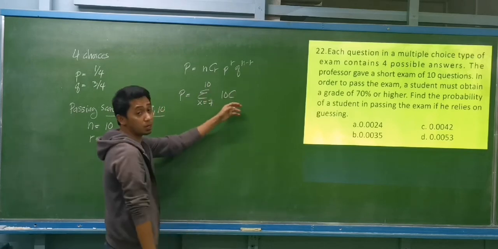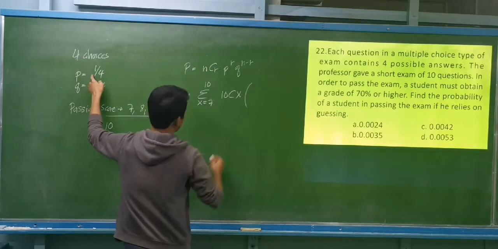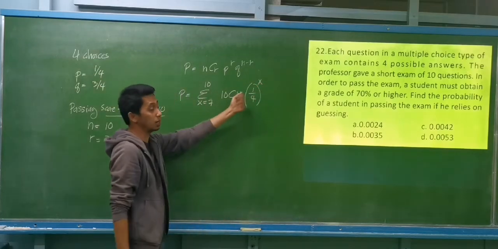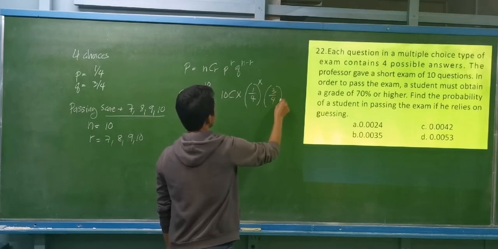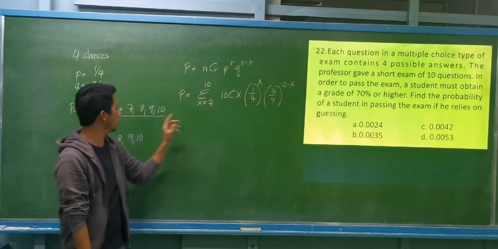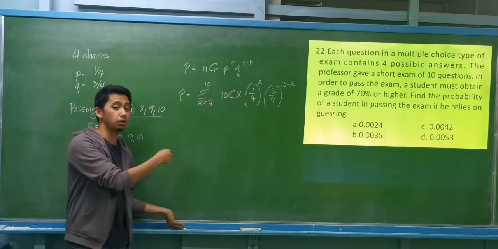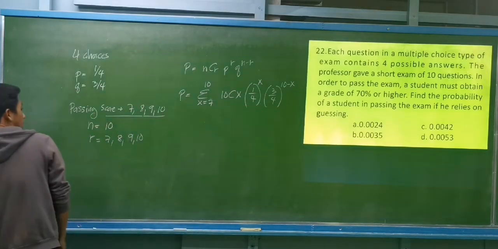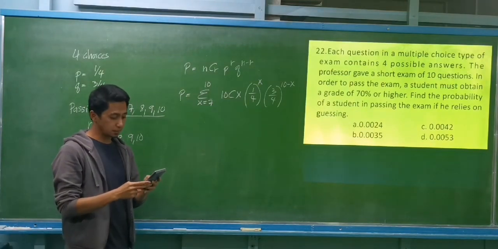Ilagay niyo lang sa calculator, alpha x, multiplied by yung probability na tama, 1/4, raised to alpha x lang ulit yung ilagay ninyo. Then multiplied by yung mali, 3/4, raised to 10 minus x. Mapapalitan lang naman yung x ng 7, 8, 9, 10. Yun naman yung mga passing scores, 7 or higher, kasi sabi niya 70%. So 70% of 10 is obviously 7.